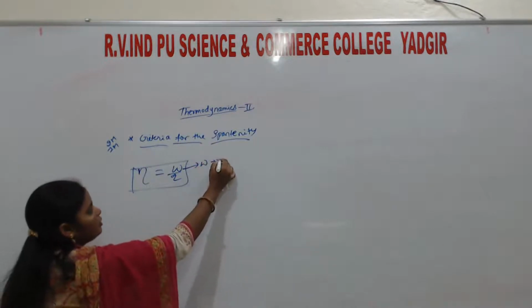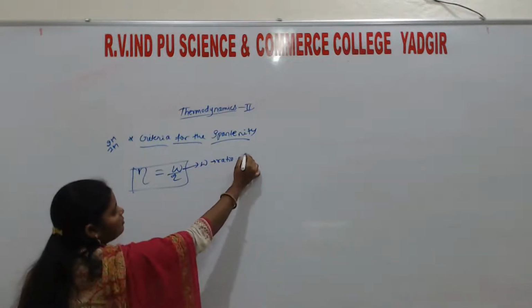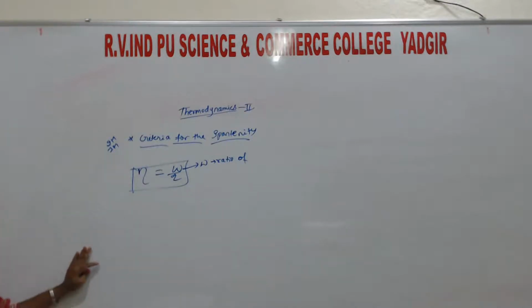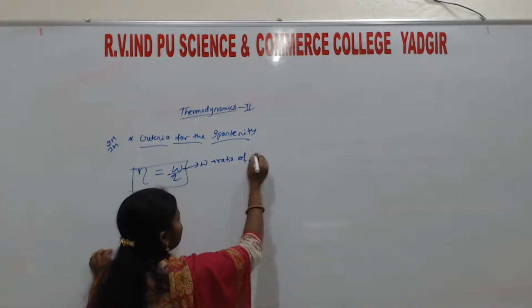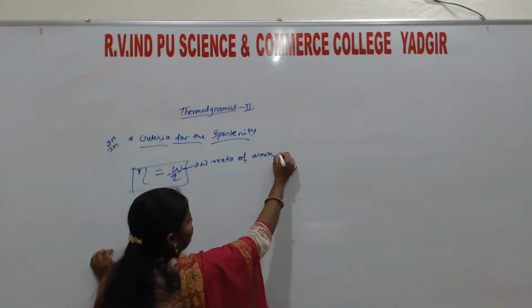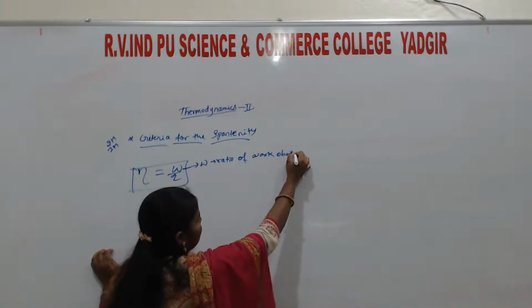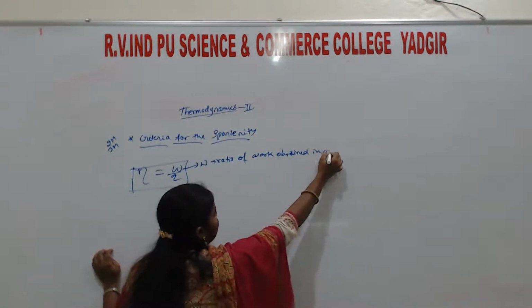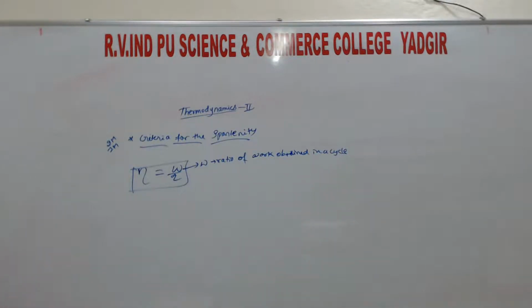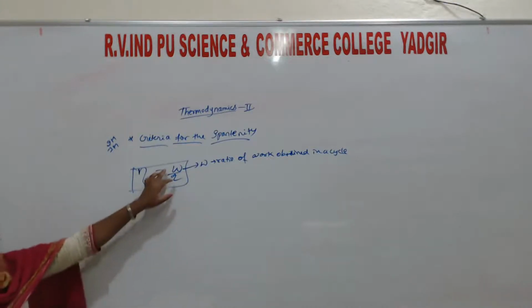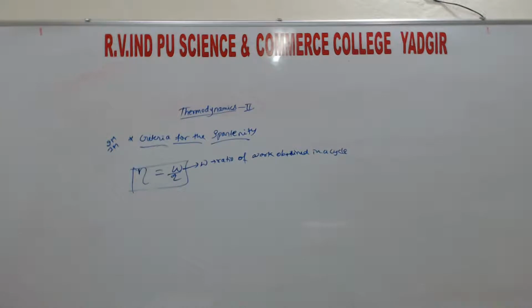This is a ratio cycle. Here, the ratio of the work obtained in a cycle, that is W, to the heat taken from the higher temperature.